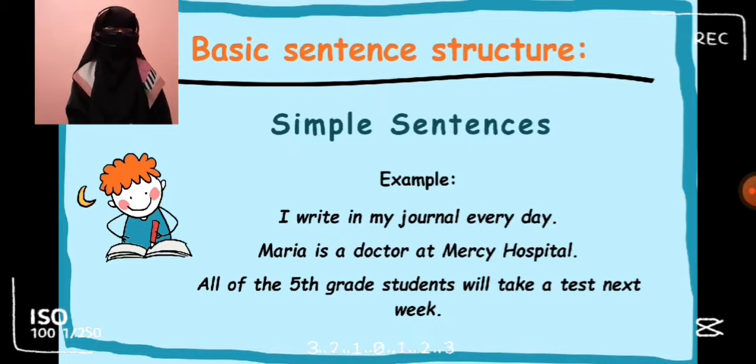For the last example, we have a more complex subject here. Okay, so here we have all of the 5th grade students. That is all the subject. And then we have will take a test next week. That's the predicate, and will take is the main verb there. You can see again at the end of this, we always have punctuation at the end, right?